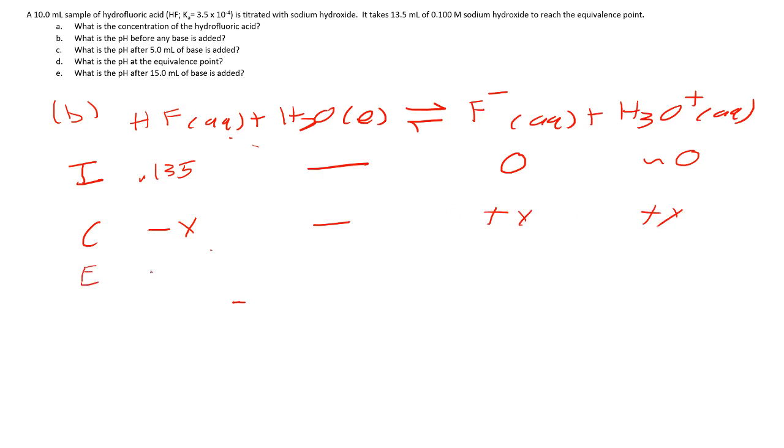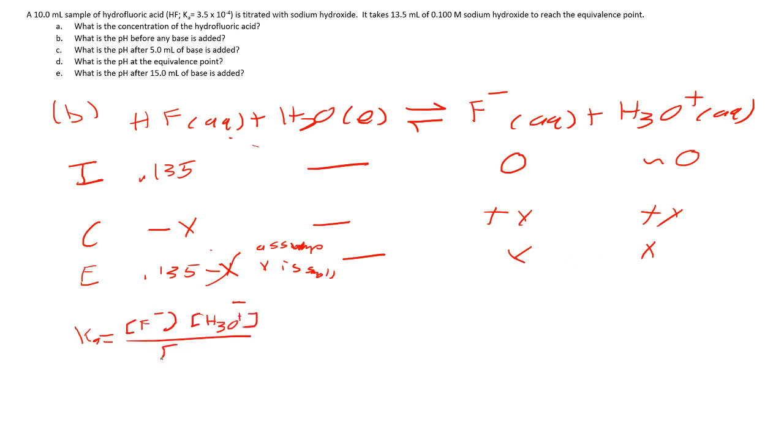Our equilibrium condition then is going to be 0.135 minus X, but we're going to assume that should be a U, not a W. X is small, which means we're going to treat it like that part's not there. Water we're not worried about, and these are both X. So then we have that Ka is equal to F minus times H3O plus all over HF.